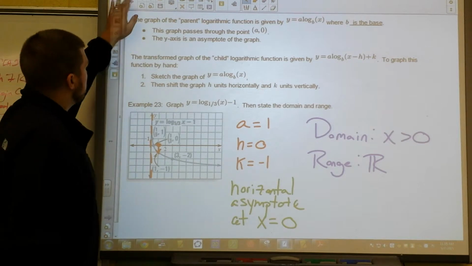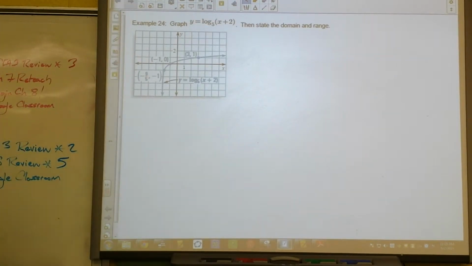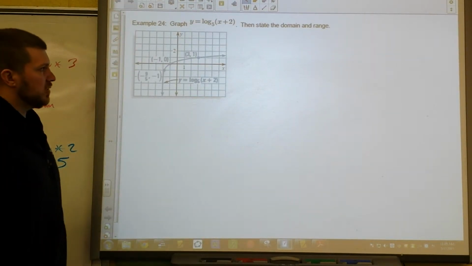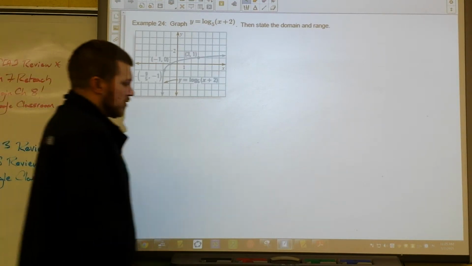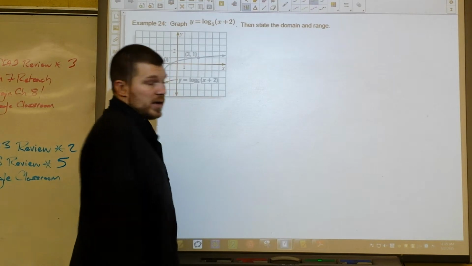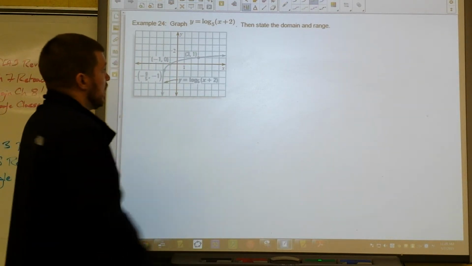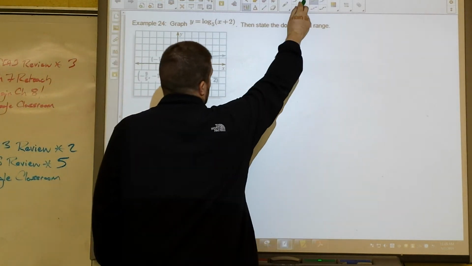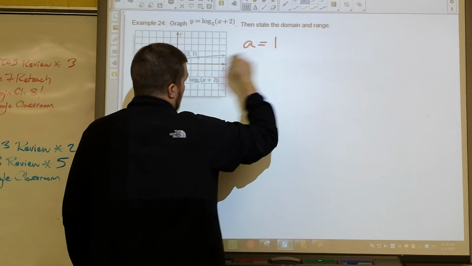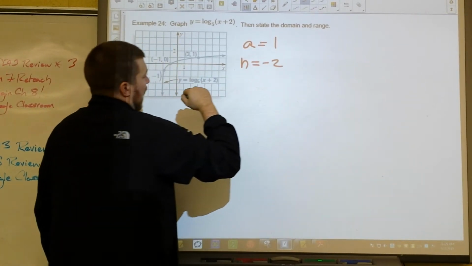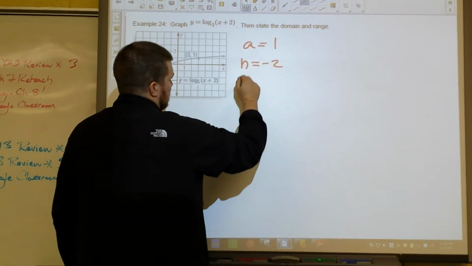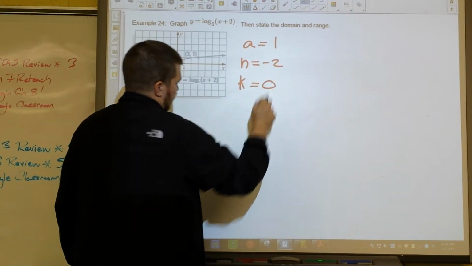Let's go on. In example 23, we have the graph of a child function graphed again. We want to, again, state the domain and range. So first off, what I want to do is figure out what my a is, what my h is, and what my k is. Based on the pattern that we saw on the previous page, we know a is 1, h is now negative 2, and k is 0. There's no vertical shift.